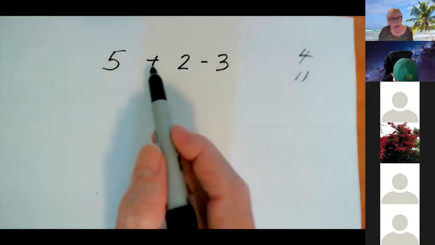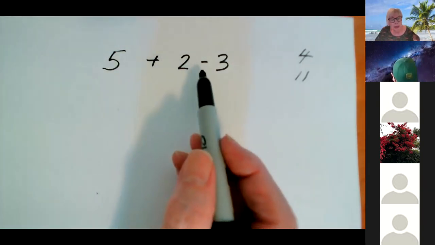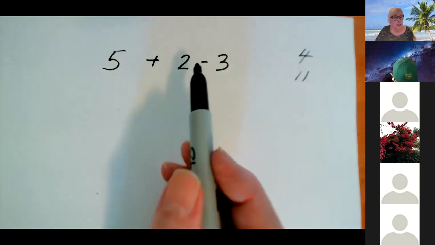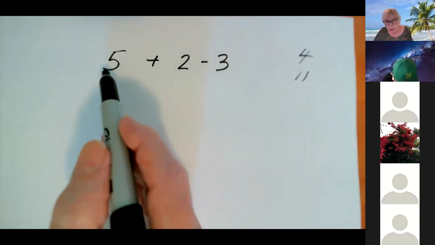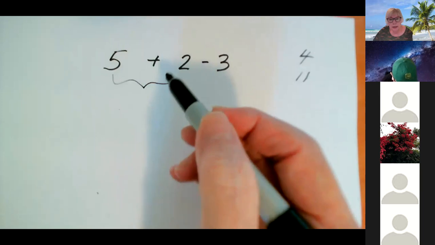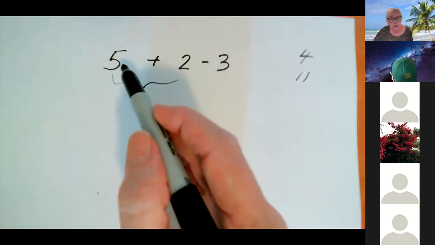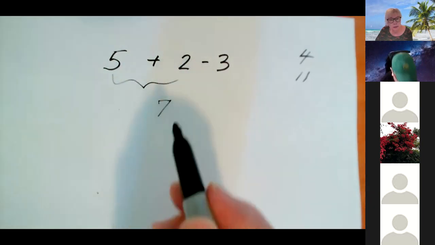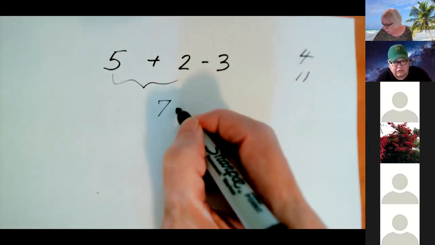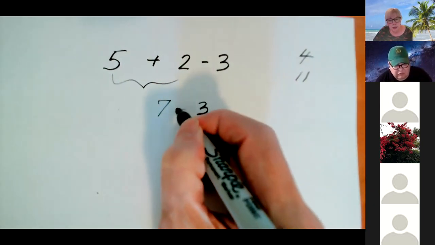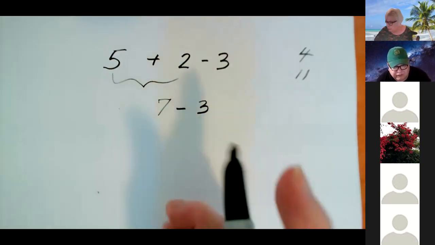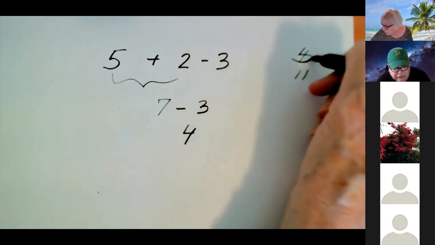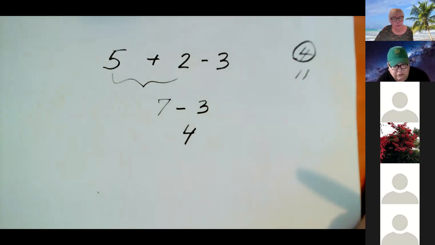And so when you have 2 things of the same level, you just go left to right. So you would start here and you would say this much is 5 plus 2 is 7. So that part's done. And then at this point, you would subtract your 3. And finally, you would come up with this answer. Okay?